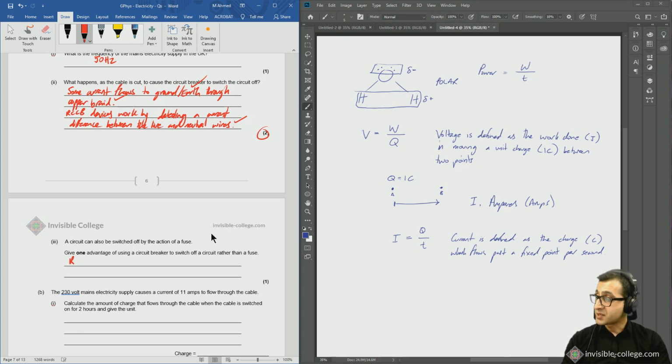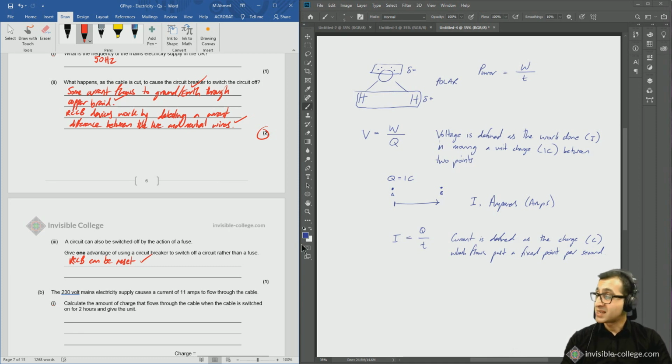First of all, an RCCB, a residual current circuit breaker, can be reset. So when a circuit breaker breaks a circuit, you can then flip a switch to reset it. You don't have to go replacing components in it. But with a fuse, you have to physically replace the blown fuse after it is blown in order for the current to pass through the circuit again. So obviously the fact that a circuit breaker can be reset is an advantage over using a fuse. So this would be worth 1 mark.